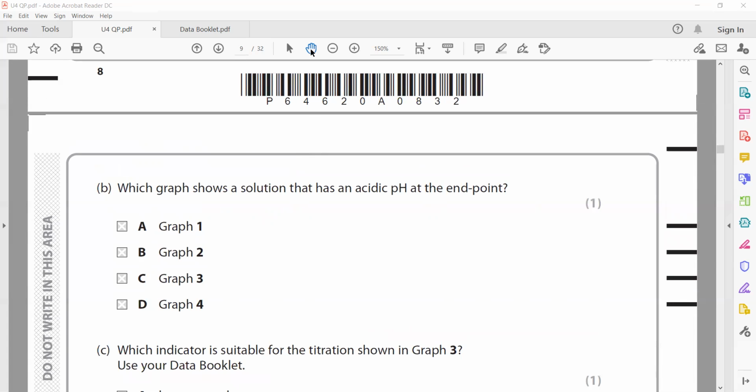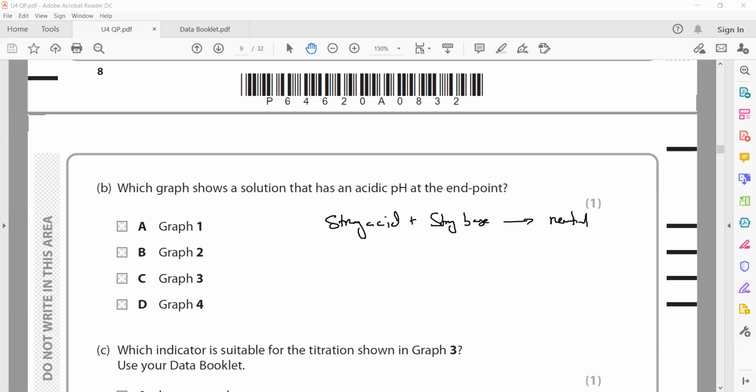at the end point? Basically, look, if you have a strong acid reacting with a strong base, the solution at the end point, or the equivalence point, when all of the acid has reacted with the alkali and they are in the same ratio, the equivalence point will be neutral.